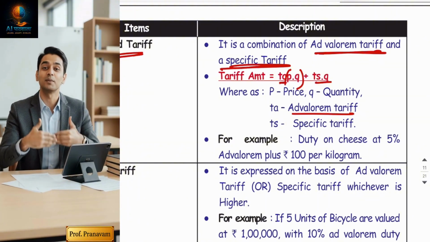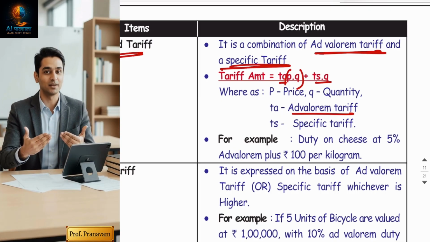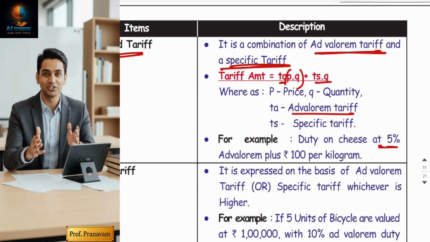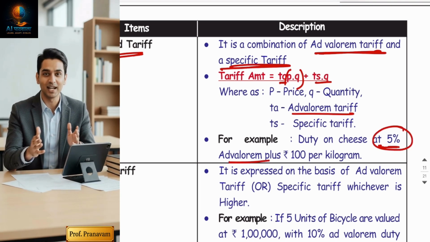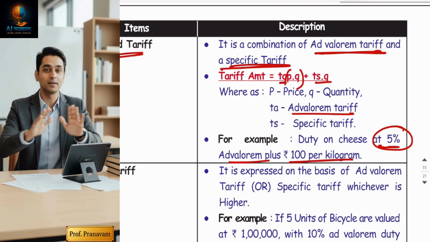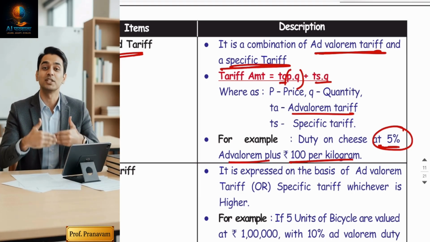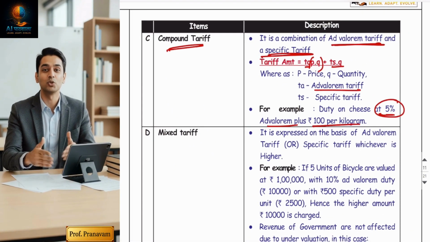So both the things will be charged. For example, suppose duty on cheese. If cheese is imported into India, the duty on cheese will be 5% on an ad valorem basis, plus 100 rupees per kilogram will also be there. Both the things are charged. Both components are added to calculate the total duty. This is called compound tariff.